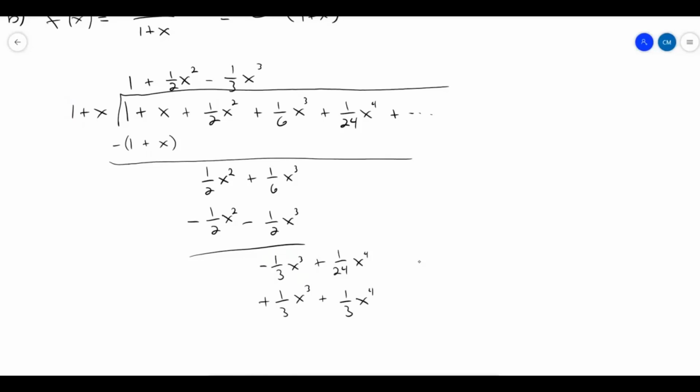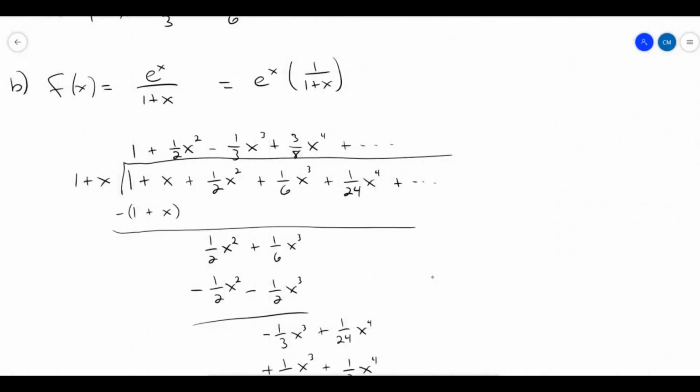1/24 plus 1/3, what is that? 3/8. That's going to be 3/8 there. And that's good enough because now I just ask how many times does 1 go in there, so I get plus 3/8 x to the fourth. And that's 4 terms. So, again, you don't have to do this long division, for this problem anyway, if you don't want to. You could have done it exactly like we did the previous one, part A.